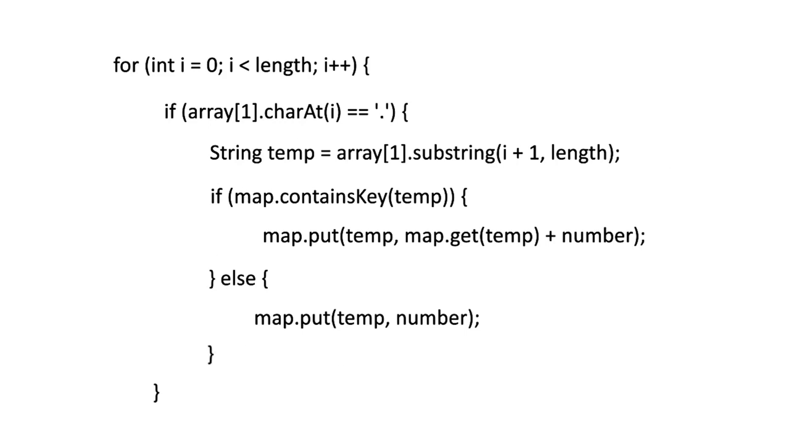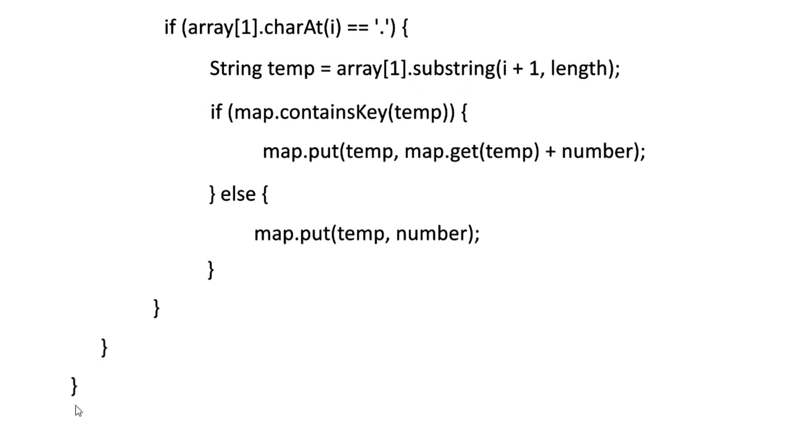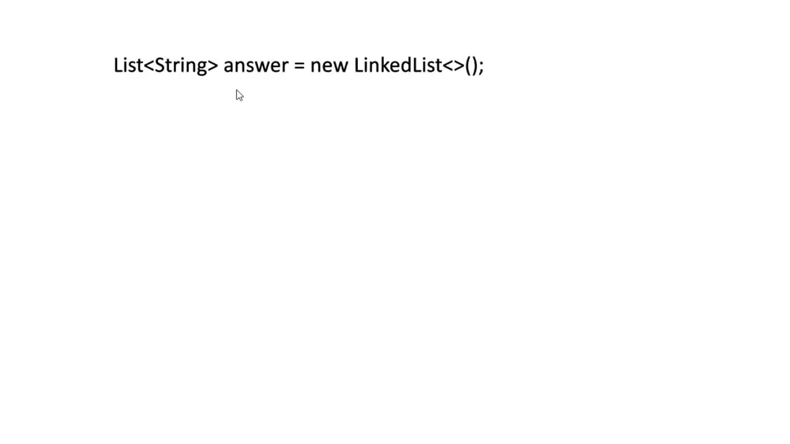And we'll go through each character, and that will close out the for loop, and then we'll close out the original for loop that had us go through each domain in the string array. And then finally, we need to just convert that to a linked list. So we'll make a new linked list.